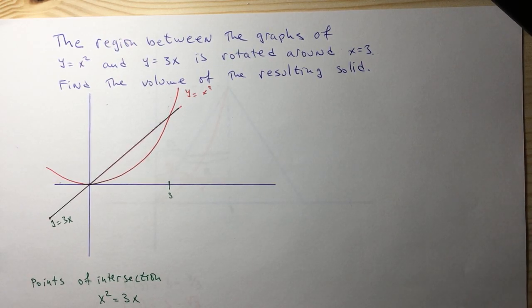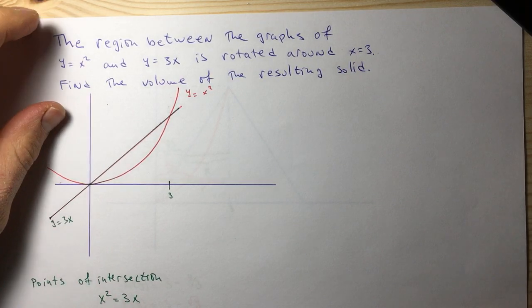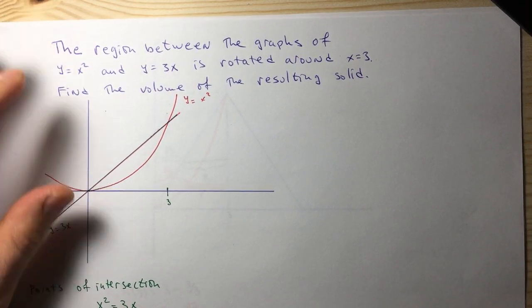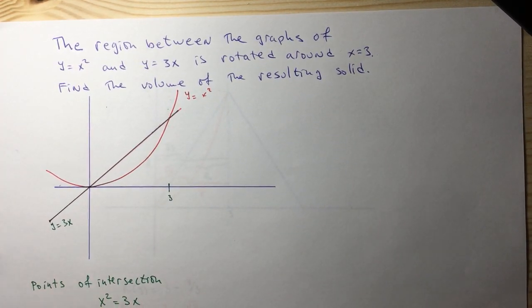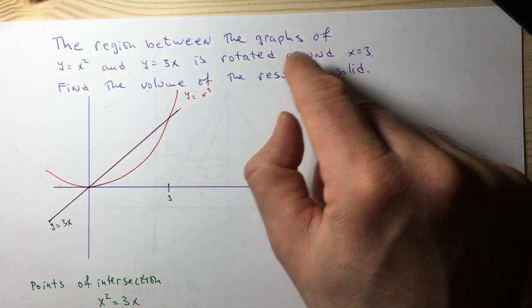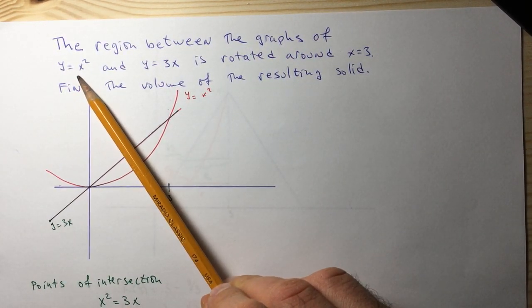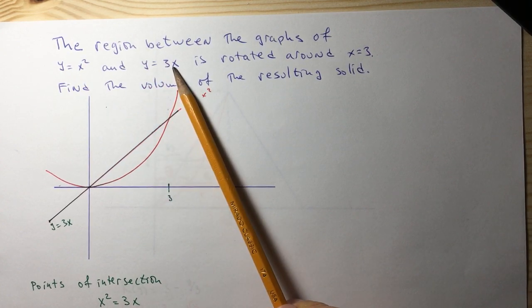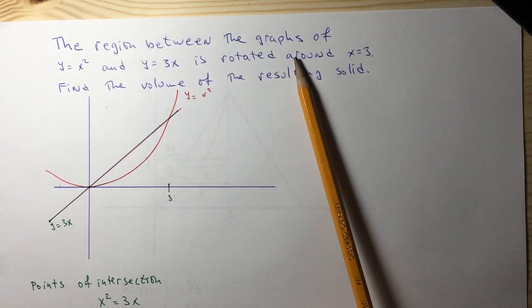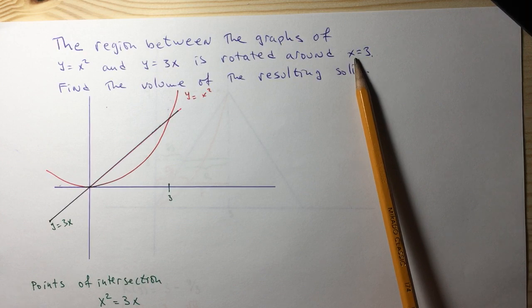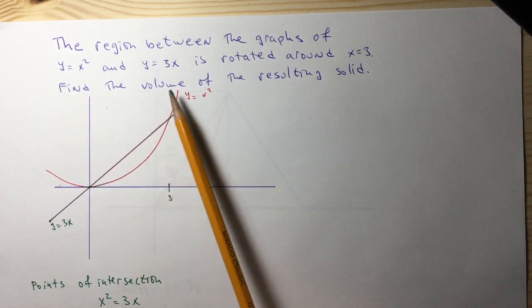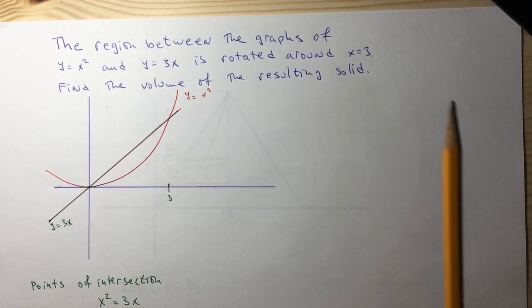The next problem that we're going to solve is also a problem coming from WebWork. It says the region between the graphs of y is equal to x squared and y is equal to x to the power of 3 is rotated around x is equal to 3. Find the volume of the resulting solid.